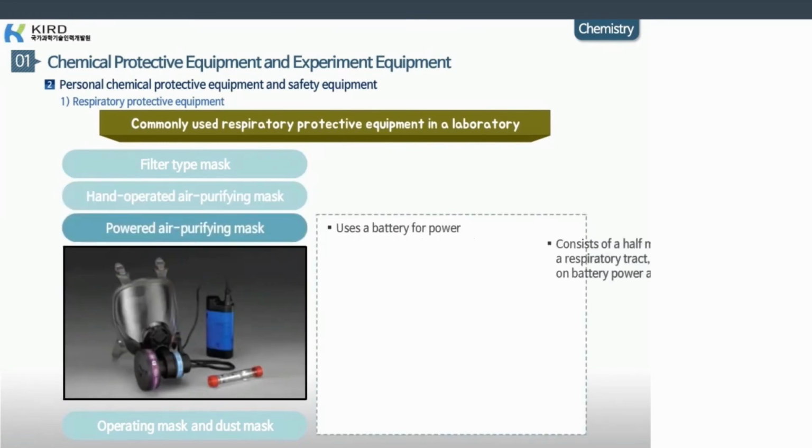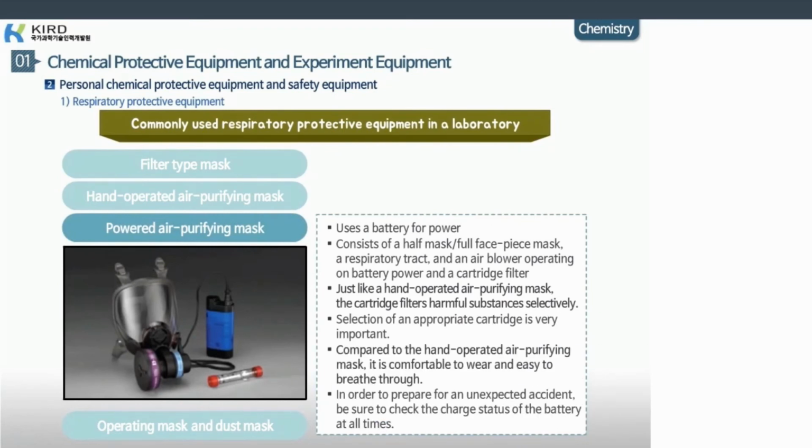Powered air purifying masks use a battery for power and consist of a half mask or full face piece mask, a respiratory tract, and an air blower operating on battery power with a cartridge filter. Just like a hand-operated air purifying mask, the cartridge filters the harmful substances selectively, and the selection of an appropriate cartridge is very important. Compared to the hand-operated air purifying mask, it is comfortable to wear and easy to breathe through. In order to prepare for an unexpected accident, be sure to check the charge status of the battery at all times.